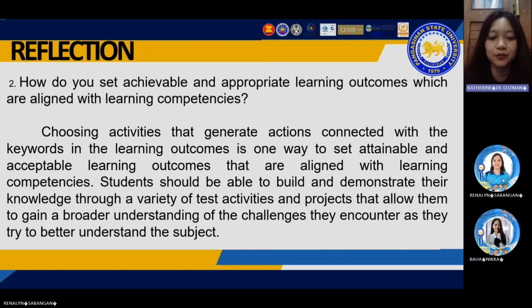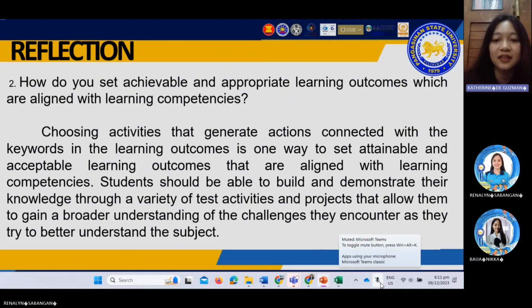For question number 2, how do you set achievable and appropriate learning outcomes which are aligned with learning competencies? So, choosing activities that generate actions connected with the keywords in the learning outcomes is one way to set attainable and acceptable learning outcomes that are aligned with learning competencies. Students should be able to build and demonstrate their knowledge through a variety of tests, activities, and projects that allow them to gain a broader understanding of the challenges they encounter as they try to better understand the subject.